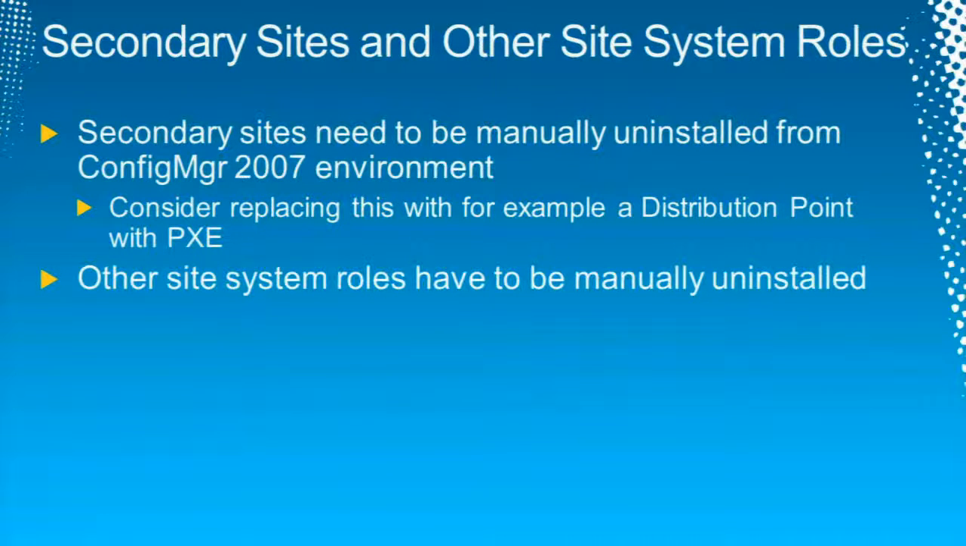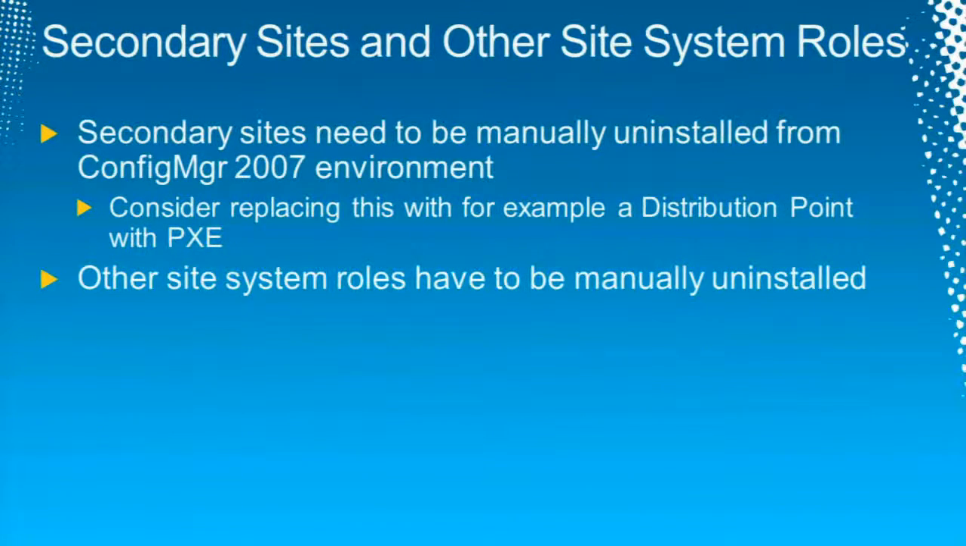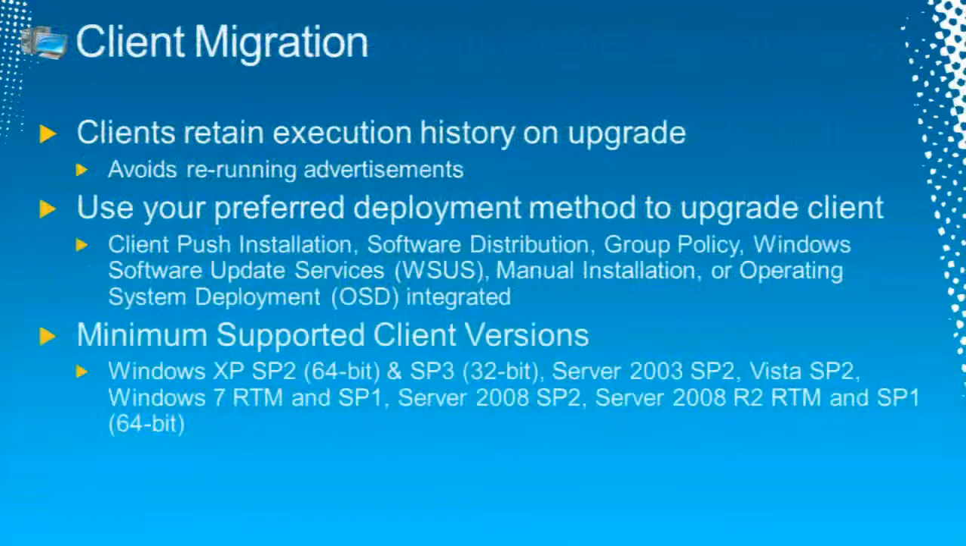It's a side-by-side migration. We just give you that ability of saving your WAN for that shared DP scenario and upgrading it over to ConfigMan 2012. All other site system roles, you have to uninstall and then recreate them in the 2012 environment. And as we've said before, we are replacing the PXE Service Point site system role. It's now a property of a distribution point in 2012, so you don't have to worry about recreating that. You just enable that one option.